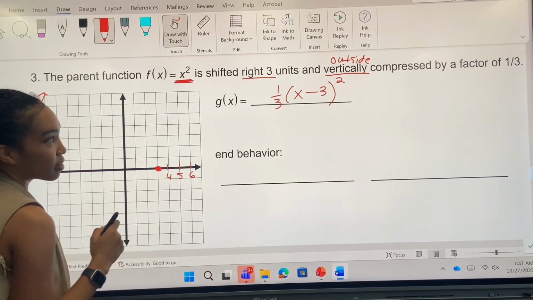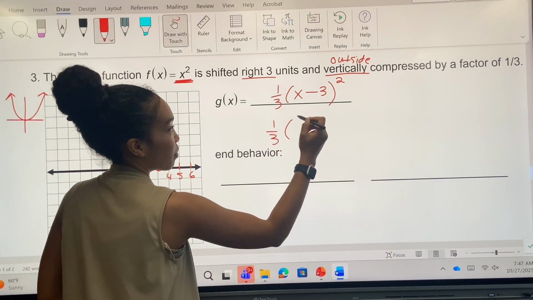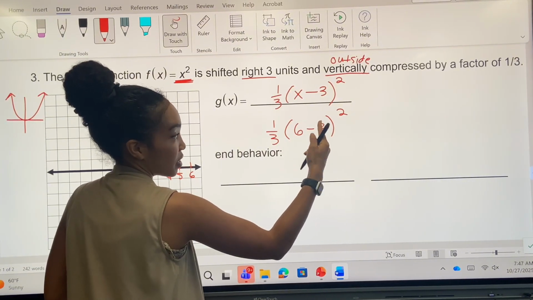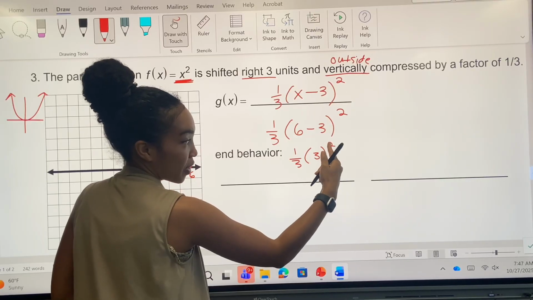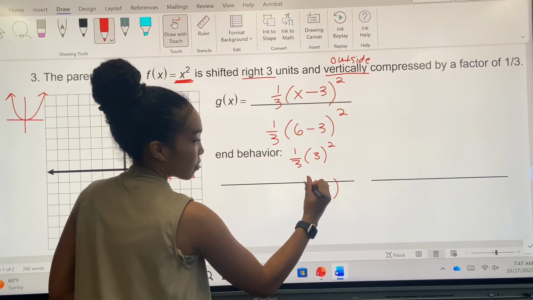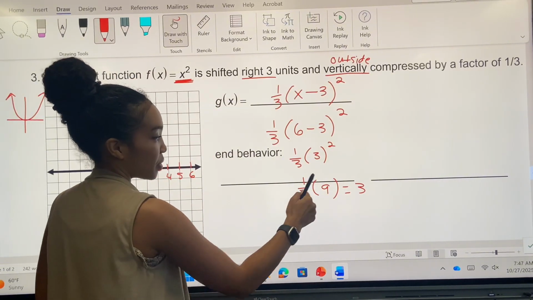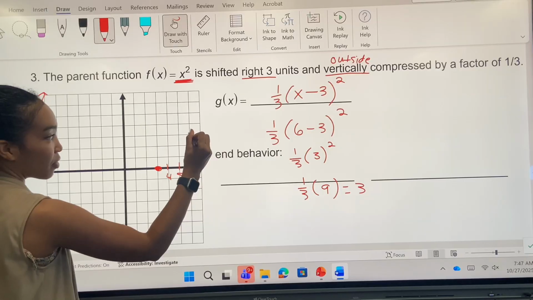I'm gonna plug in a 6. It doesn't matter which number you choose. So let's plug in a number. I'm gonna plug in a 6. 6 minus 3 is 3, so this is 1/3 times 3 squared. 3 squared is 9, and 1/3 of 9 is 3. You can put that in your calculator if you want. So when I plugged in a 6, I got out 3.